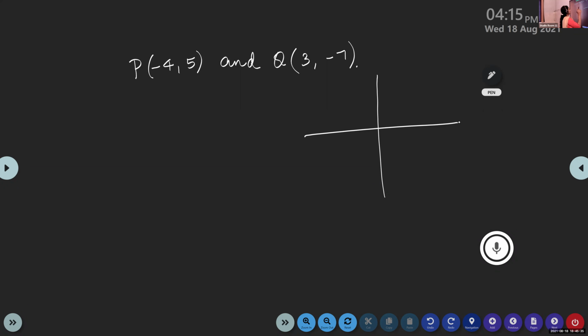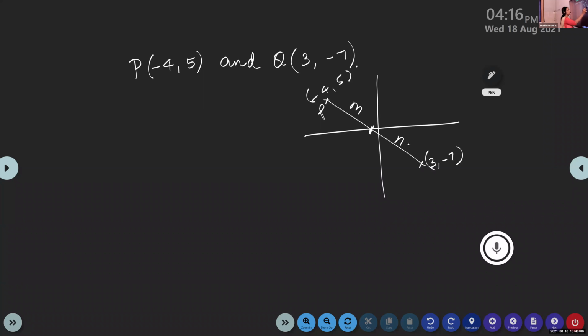So P is the point (-4, 5). X is negative, Y is positive, which means it lies in the second quadrant. And the next one is (3, -7). So it cuts the y-axis at a point. You have to find that point. Like the previous question, you take that point as m is to n.